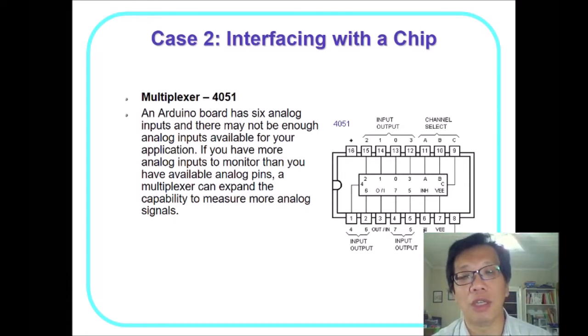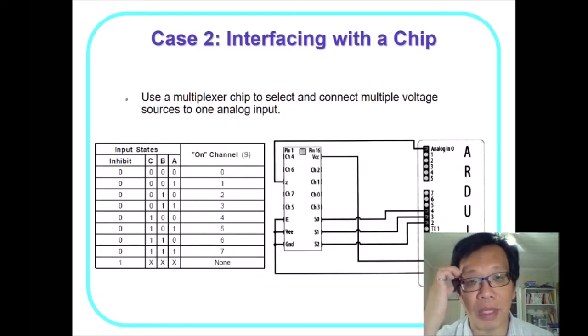It's a 4051. Because an Arduino only has 6 analog inputs, that might not be enough analog inputs for your application. So if you want more of them, you might consider using a multiplexer to increase the number of your analog inputs. This is a basic connection that we can use.